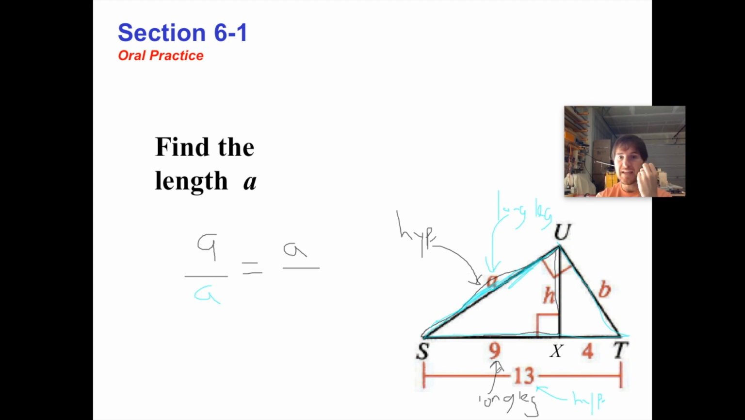to 13, which is the hypotenuse of the largest triangle. There is your scale factor, small to large here, okay? So A is the geometric mean between 9 and 13, and I will solve for that now.